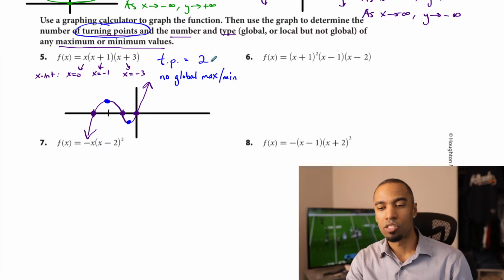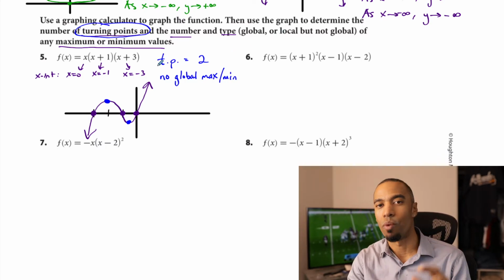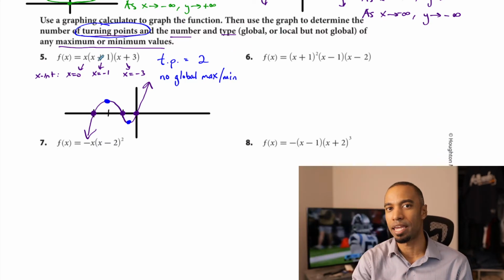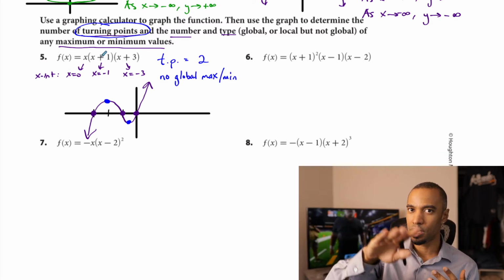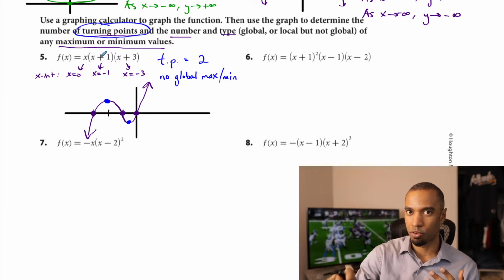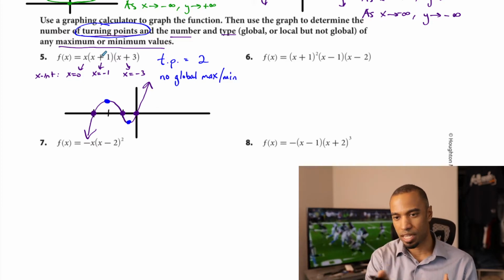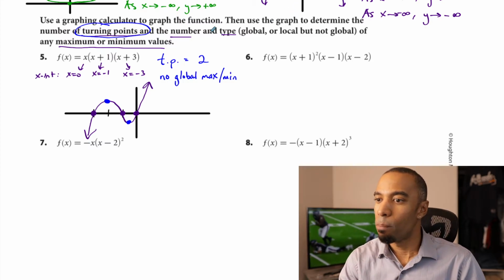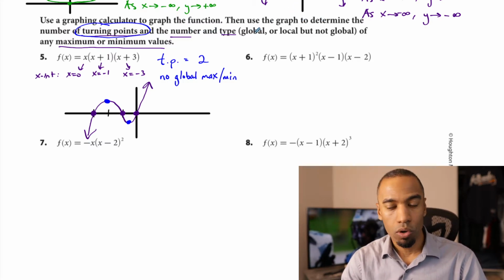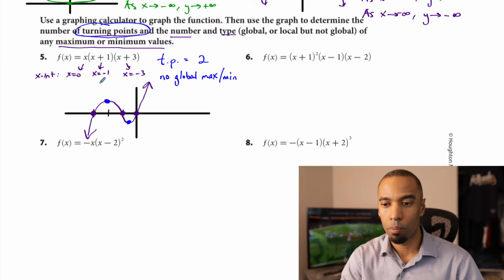Local maxes and mins are the points where they change direction. It's not about how low or high it goes. It's when your graph changes on a continuous function from increasing to decreasing. That's a relative or local max. And from decreasing to increasing, that's a relative or local min. So how many local maxes are there? How many local mins are there?